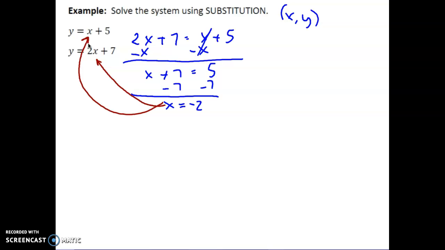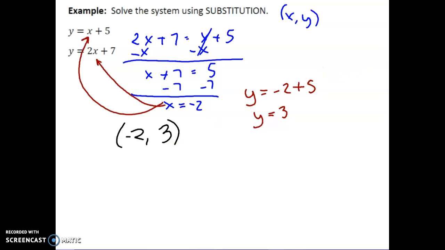In this problem, both of those are already equal to y, so neither one of them is really easier than the other one. I'm just going to choose the first one for no reason other than it's on top. All right, and substituting in negative 2 for x and then solving, I get y equals 3. So I want to write my final answer as a point. And so my answer is going to be the point negative 2, 3.